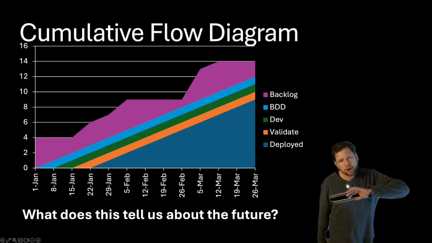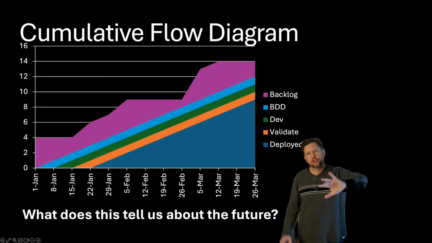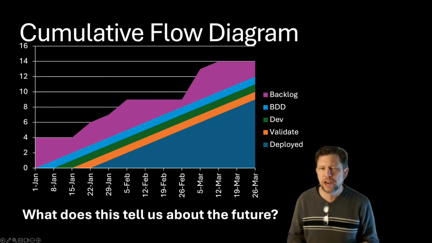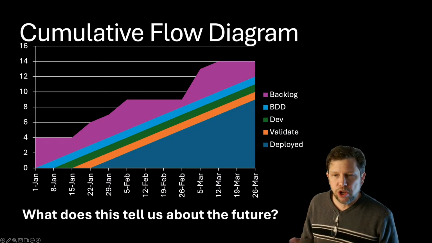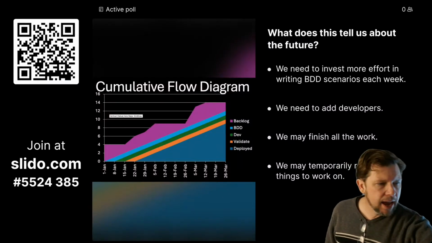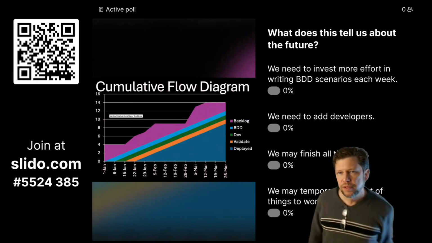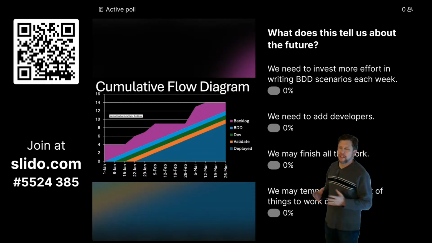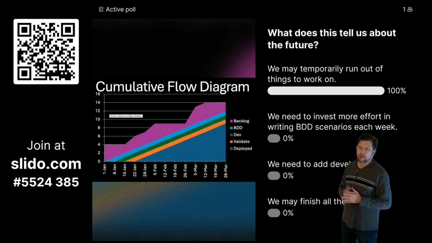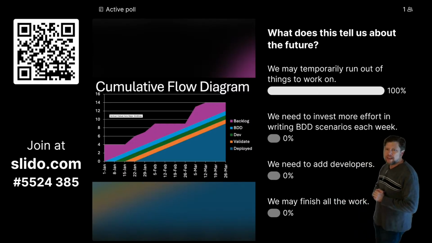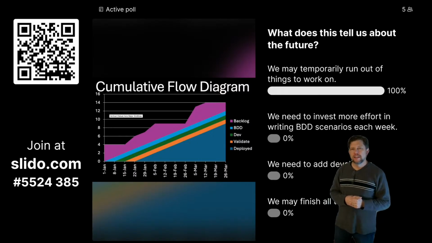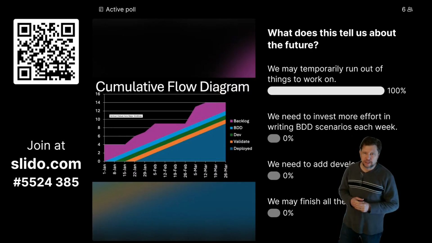So in thinking about how a CFD helps us think about the future, if we look at this and say, looking at what I see, if I project out, I can make some pretty good guesses about what's likely to happen in the future. So what would you guess might happen in the future from what we see right here? Possible thing, there's not necessarily a right answer. We need to invest more effort to write BDD scenarios. We may temporarily run out of things to work on. We need to add developers, or we may finish all the work. So yes, we may temporarily run out of things to work on.